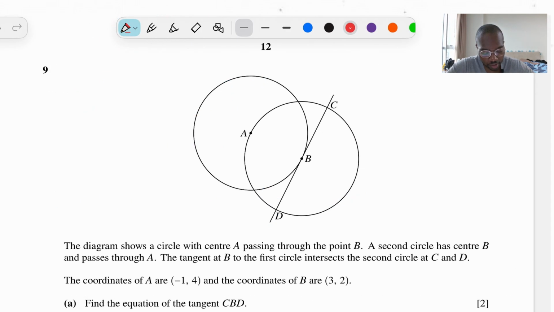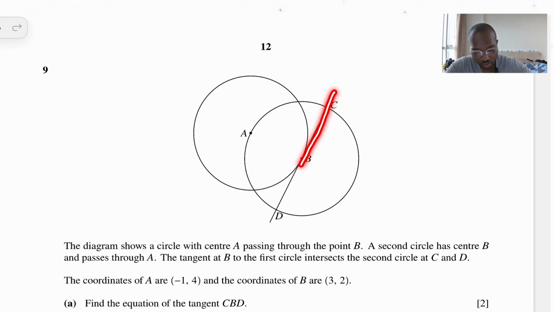Question 9, we have a diagram which shows a circle with center A passing through the point B, a second circle has center B and passes through A. The tangent at B to the first circle intersects the second circle at C and D. The coordinates of A are minus 1, 4, and the coordinates of B are 3, 2. Find the equation of the tangent CBD. So we just need to find the equation of this straight line here.